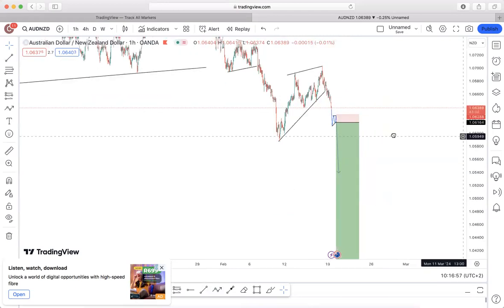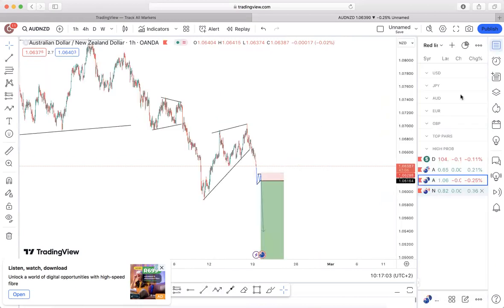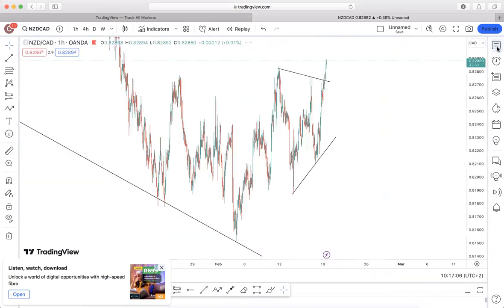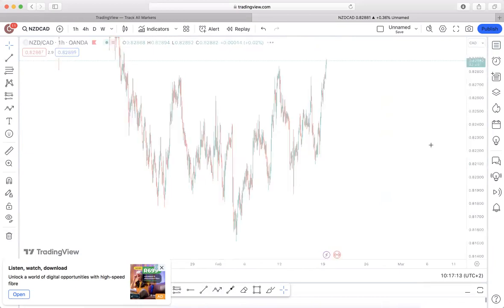So this is how I'm looking at the Australian dollar over the New Zealand dollar. This is my favorite pair of the week. And now for our final pair, what are we having? The New Zealand dollar over the Canadian dollar. So let me break this down, nice and simple.